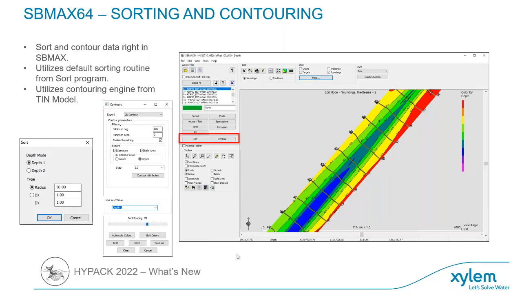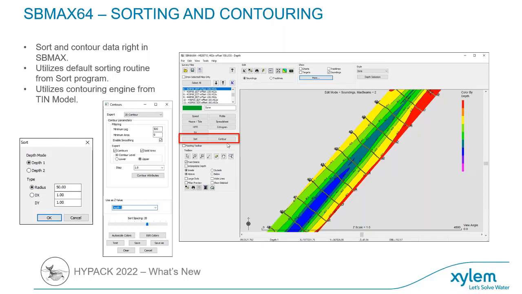So if you hit the sort button, you'll get the little sort dialog like we see here. It's your standard sorting routines. You can sort based on depth 1 or depth 2. You enter your radius or delta X or Y, and it'll display the sorted soundings right on your screen. If you don't like it, you just run it again and remove them until you get what you're expecting.